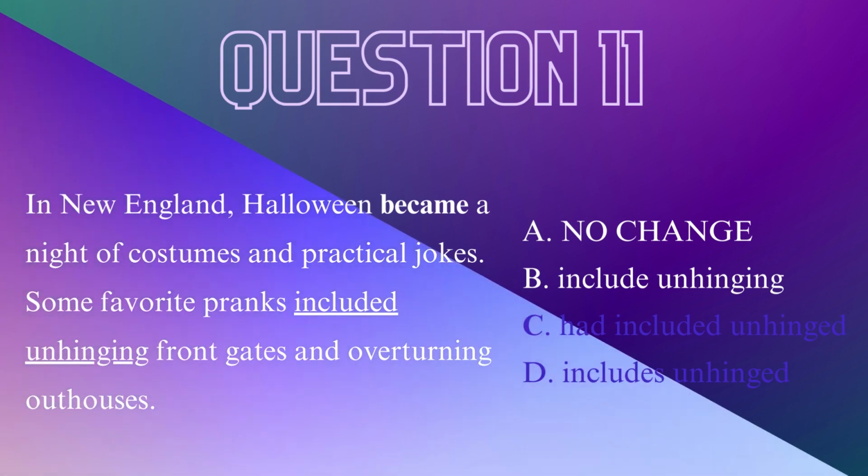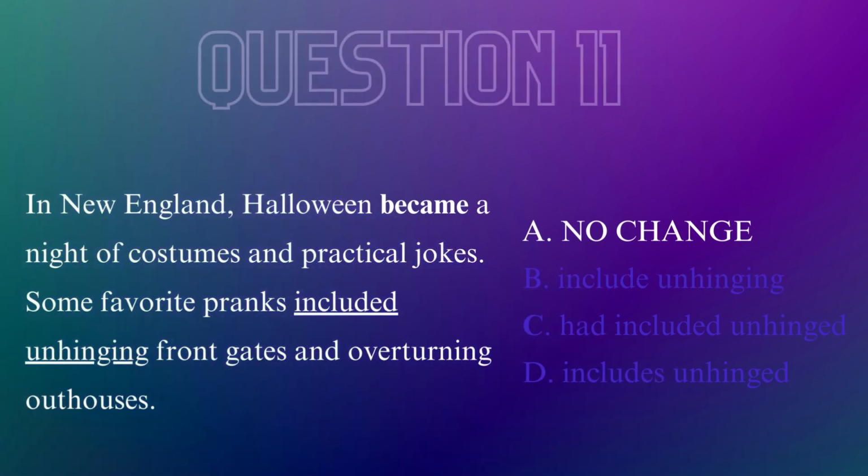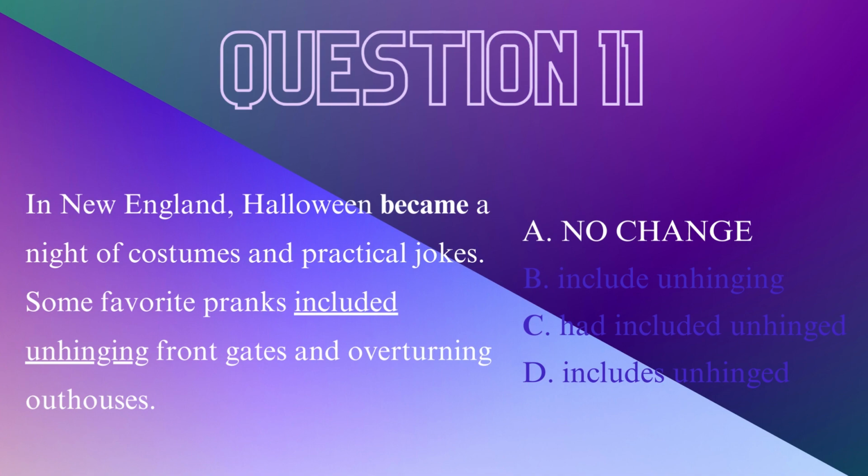We determine which is correct by looking at verb tense. Halloween became is past tense. If we look at choice B, that is present tense. Therefore, the correct answer is A, no change. It is correctly written already.